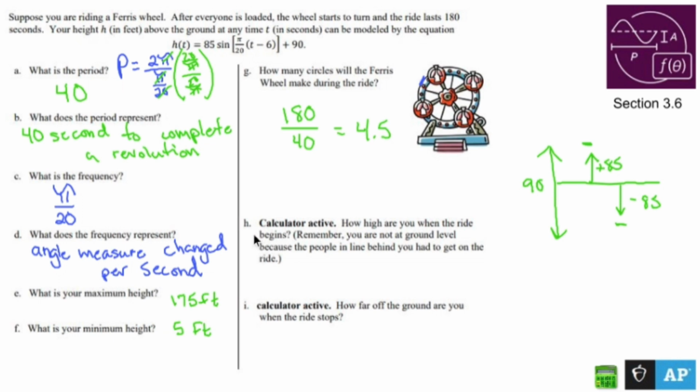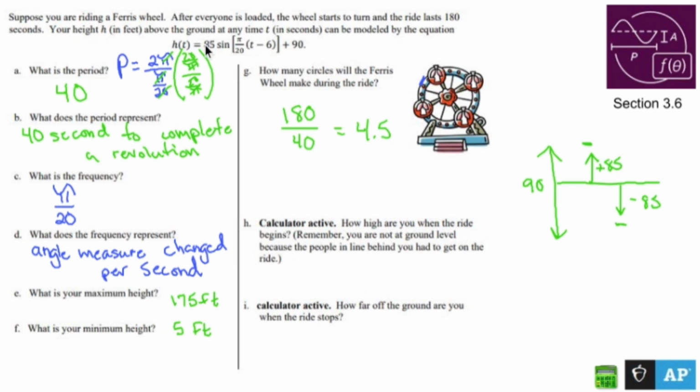and I. Now, what I'm going to do for H and I, and I'm going to do this both in one problem so I could just kind of get it all out of the way, is I'm going to answer these in one. I'm going to type in that equation into a calculator, and it's asking us how high we are when the ride begins.